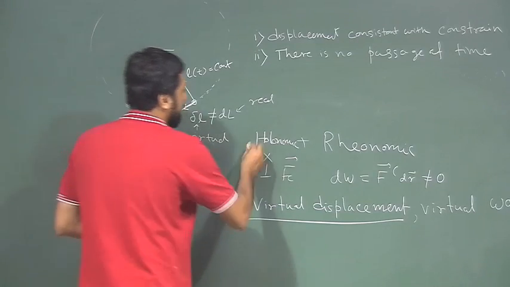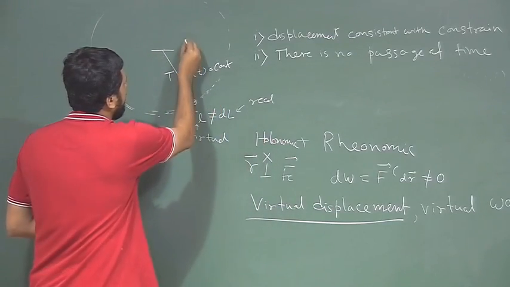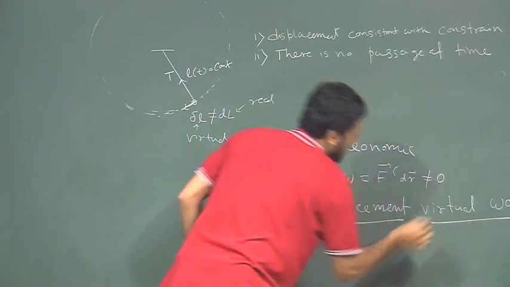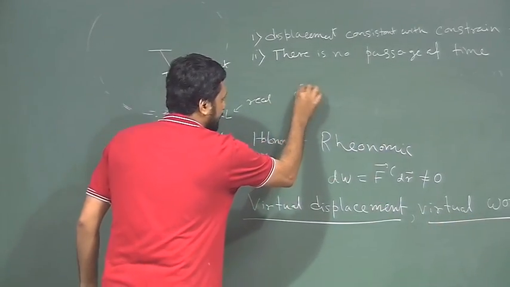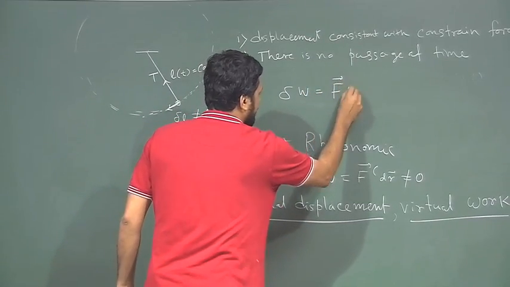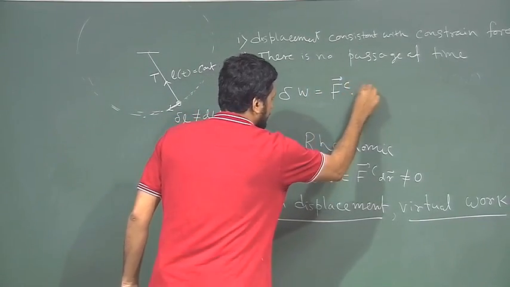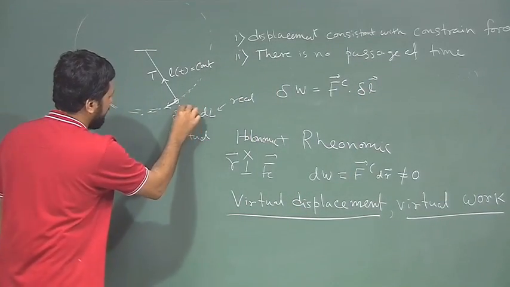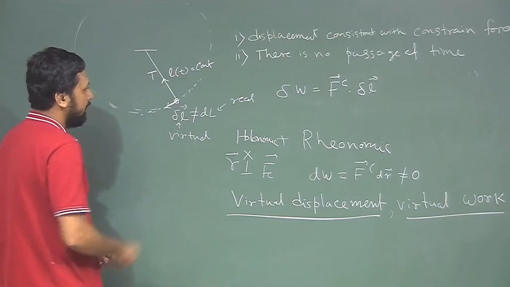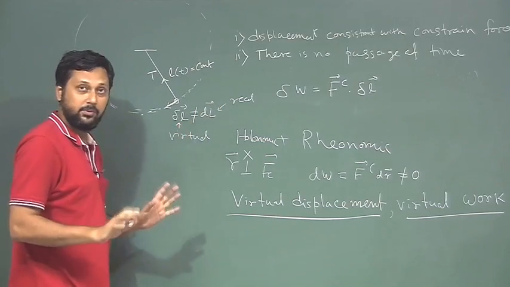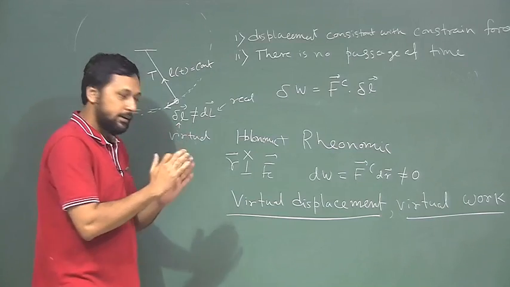So, if we now try to calculate the work done for this system, which is called the virtual work, which is given by once again delta W, which is F c dot delta L. What is the direction? Okay, by the way, these are vector quantities. Delta L and dL, these are all vector quantities. Could be vector, could be scalar, because we can also break it into components.